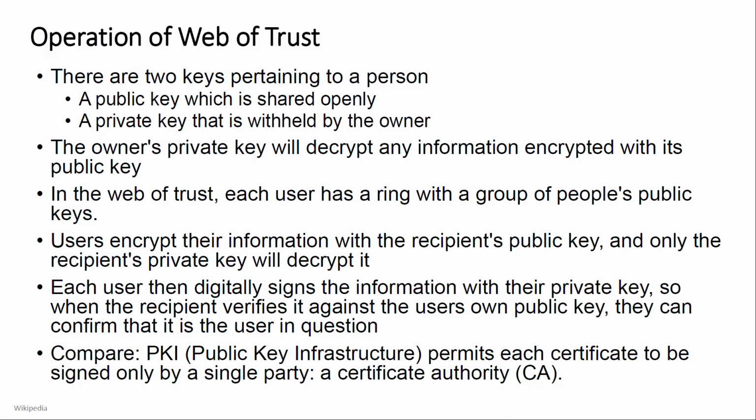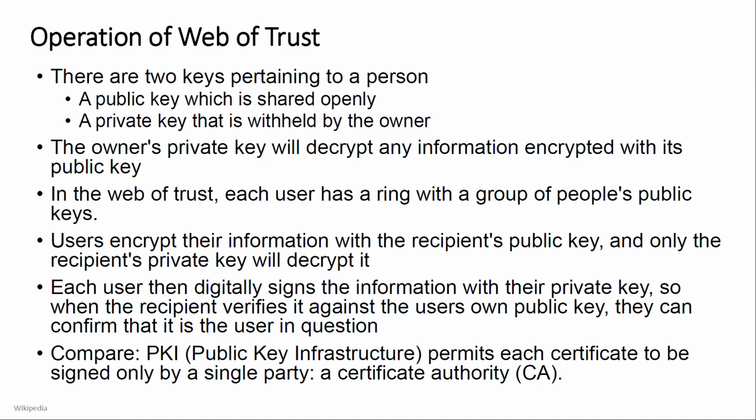Okay, so let's return back to Web of Trust and how it operates. There are two keys pertaining to a person, a public key which is shared openly, and a private key that is withheld by the owner. The owner's private key will decrypt any information encrypted with its public key. In the Web of Trust, each user has a ring with a group of people's public keys.